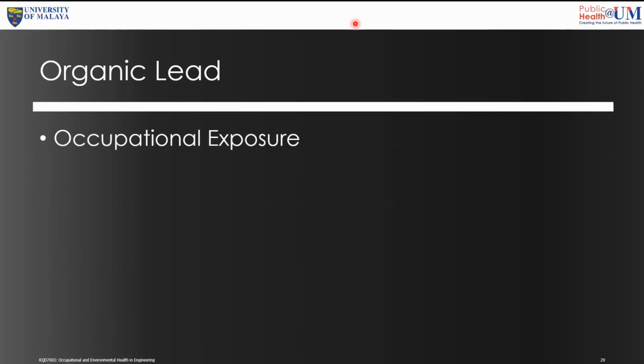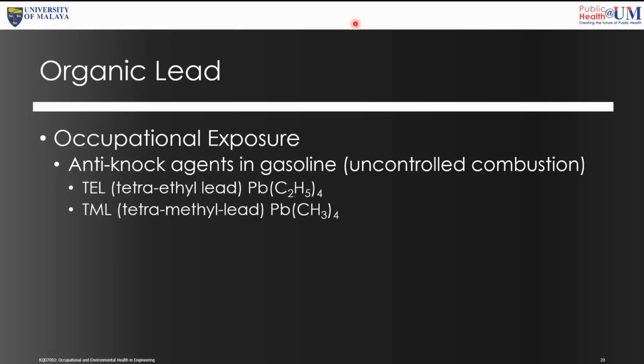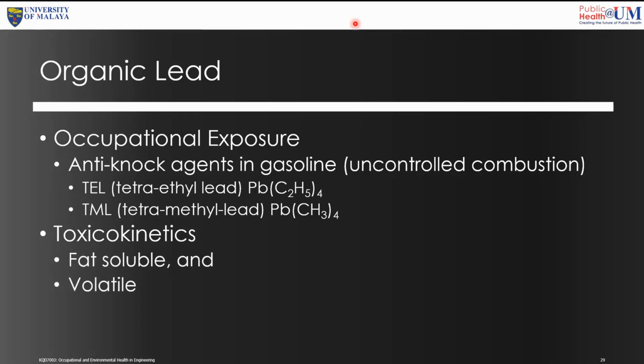So just now we discussed basically the effect of lead. Most of the time we were talking about the effect of inorganic lead earlier. It can affect the central nervous system, peripheral nervous system, renal, bone, and other organs.